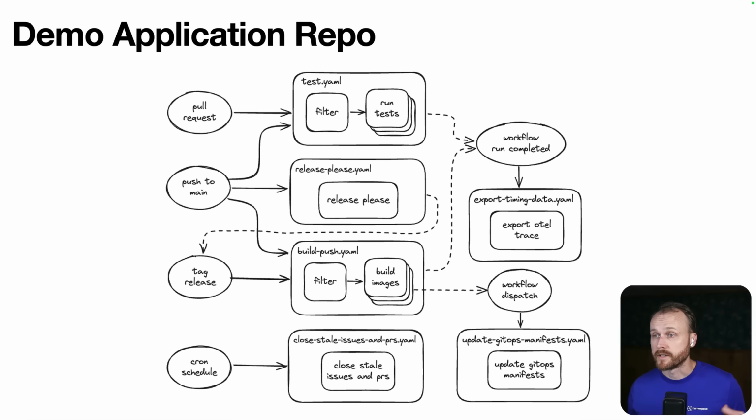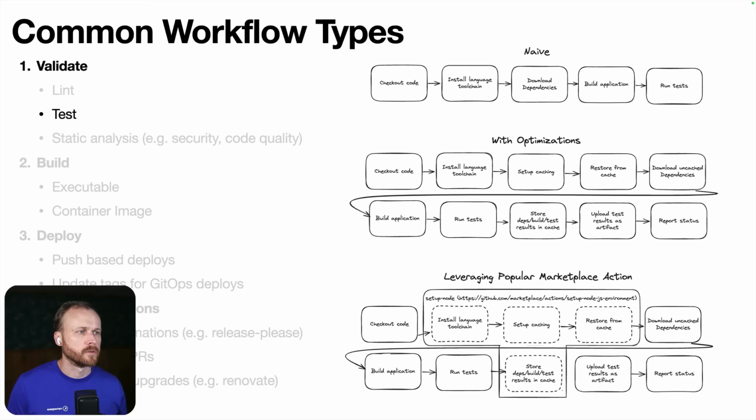Then I'm going to leverage the matrix strategy that we saw before to take that set of tests or builds and spawn a set of jobs that run in parallel to execute them. Now let's start with that test workflow. Back in our common workflows module, we sketched out this test workflow. So let's follow something like this.